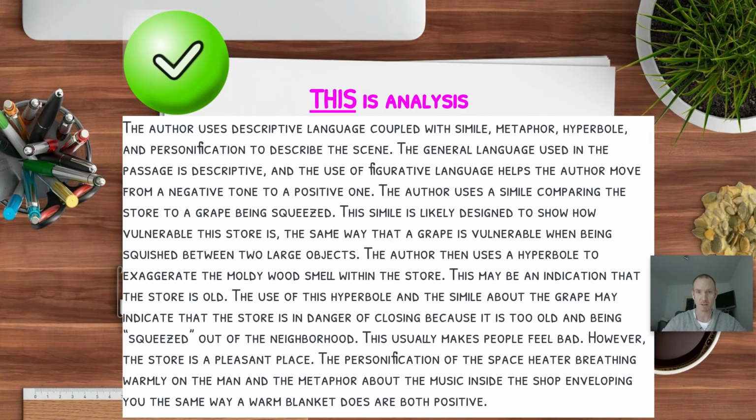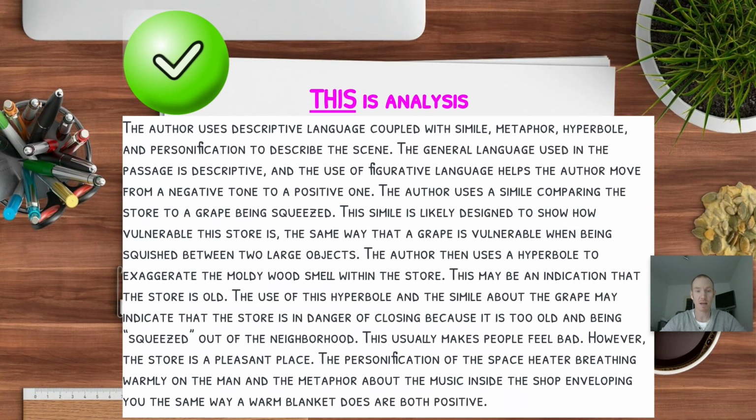This is analysis. The author uses descriptive language coupled with simile, metaphor, hyperbole, and personification to describe the scene. The general language used in the passage is descriptive, and the use of figurative language helps the author move from a negative tone to a positive one. The author uses a simile comparing the store to a grape being squeezed. This simile is likely designed to show how vulnerable the store is, the same way that a grape is vulnerable when being squished between two large objects.